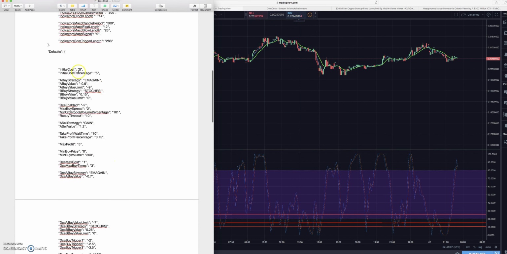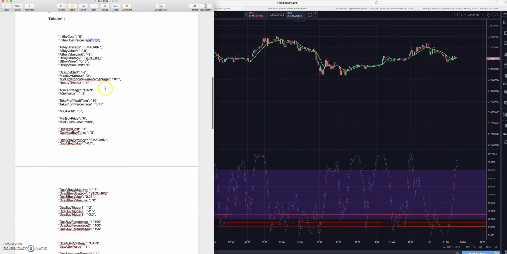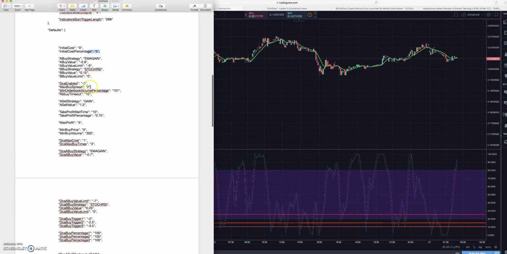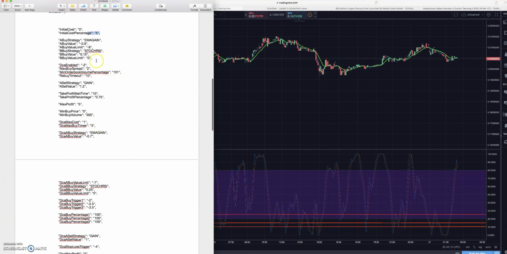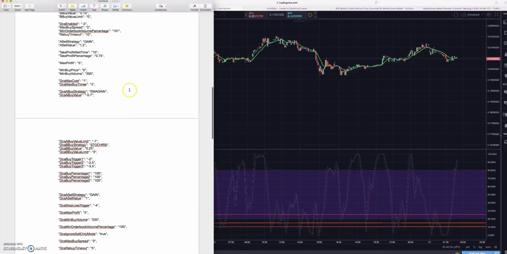So initial cost percentage, I increased this to 5 because there's less trading pairs. You know, this is all very standard. I just changed my buy strategy from like low BB and all this stuff. It's EMA gain at negative 0.9%. And then I'm using the stochastic RSI at a buy value of 0.15, which you can see I drew 3 trend lines here, which signify the buying strategy values for the stochastic RSI. And we'll get into that in a second.